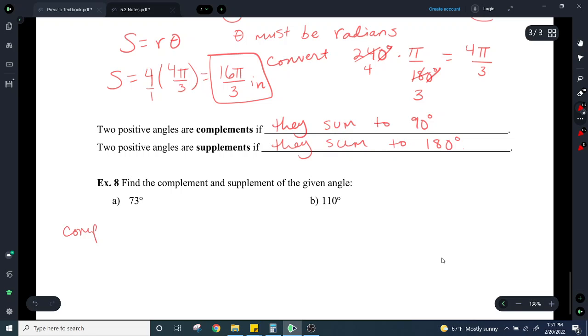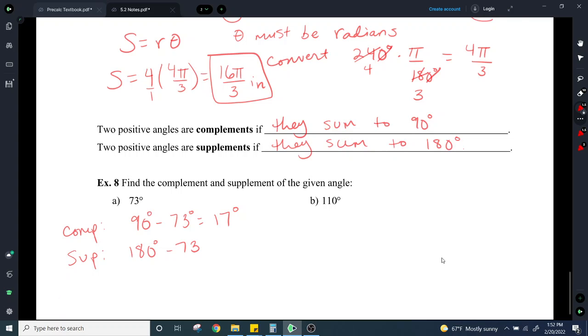So for the first one, for the complement, I'm just going to do 90 subtract the 73. That gives me an angle of 17 degrees, right? So my complementary angle is 17 degrees. For the supplement, I'm going to do 180 minus the 73. I'm using my calculator, I'm cheating here. That gives me 107 degrees. So that would be the supplement to the original angle. The 17 would be the complement.